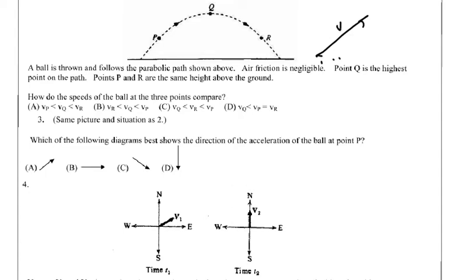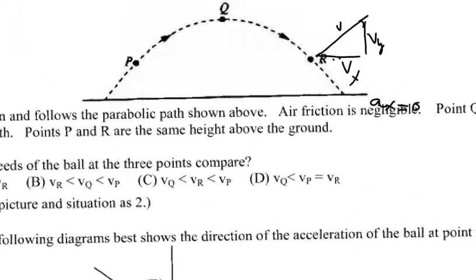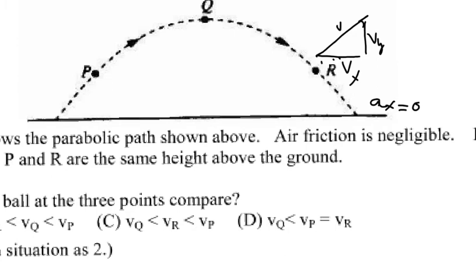Okay, so we know, because acceleration in the x direction is equal to 0, that at points P, Q, and R, each of these points, we will have the same Vx. So I'm going to actually make this big enough for us to draw on. At point P, we have a certain Vx. At point Q, we have the same Vx. And then again at point R, we have exactly the same Vx. That's because Ax is 0. In the y direction, we know that Ay is equal to negative 10 meters per second squared, or if we want to be specific, negative 9.81.